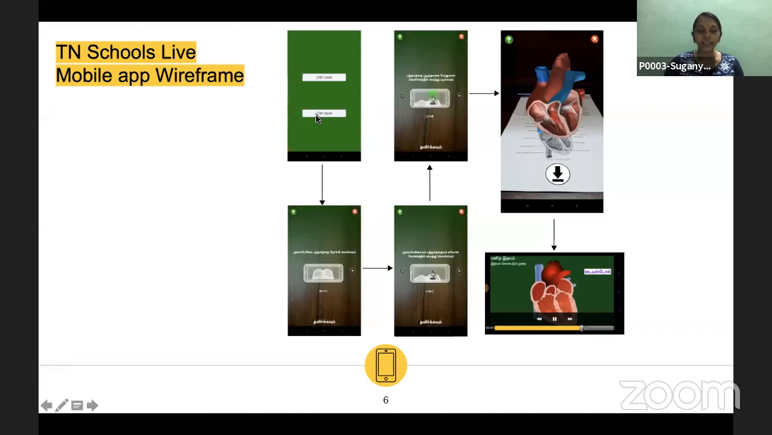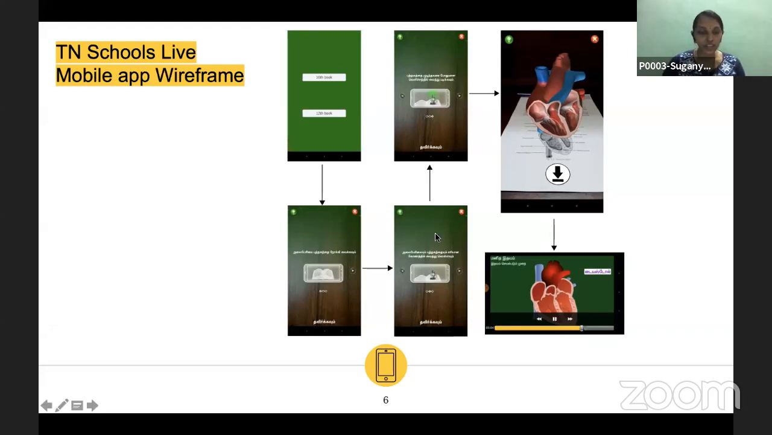Once you select the 10th grade book, the app will make use of the camera of the mobile device and display the instruction over it. The instruction in the Tamil language means keep your mobile towards the textbook. It also has a skip option in the bottom to skip the instruction once you get used to the app.